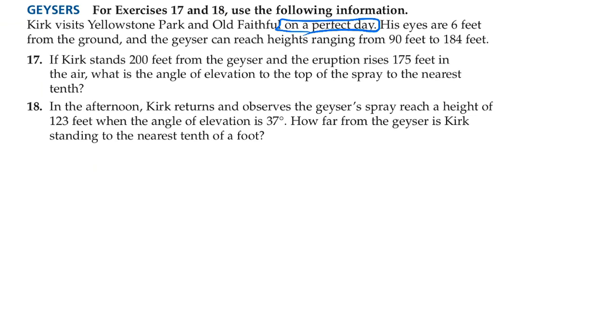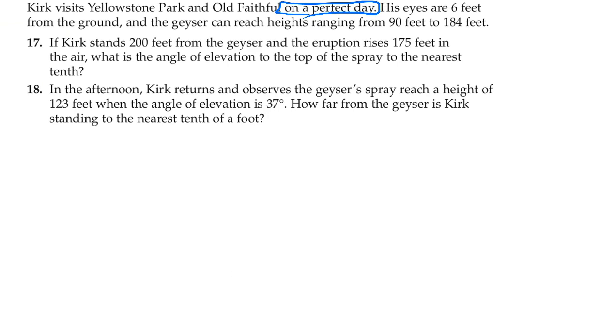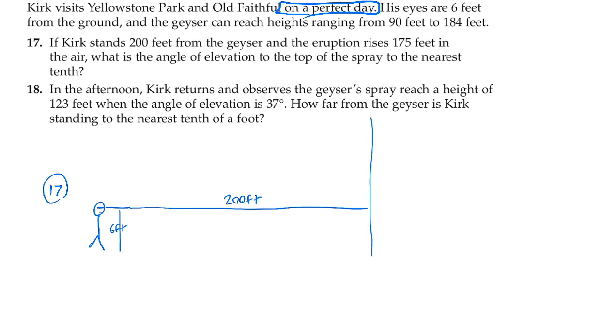Interesting. So anyways, if Kirk stands 200 feet from the geyser and the eruption is 175 feet, he's over here. He's not on the ground, right? So here's his eyeballs, and that's 6 feet from the ground. He's standing 200 feet from the geyser, and the eruption's 175 feet. That's from the ground, okay? So 175 minus 6 is how far above his eyes.